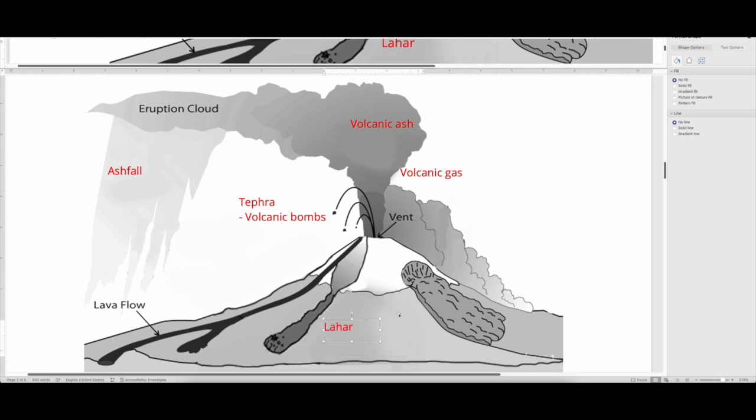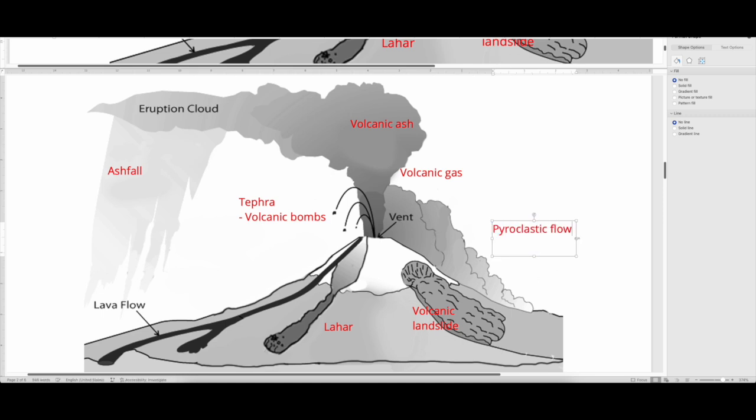In this part you have signs of the slope collapsing and then flowing down as debris. So this is your volcanic landslide. Lastly, you have this huge cloud of ash flowing downhill. This will be your pyroclastic flow.